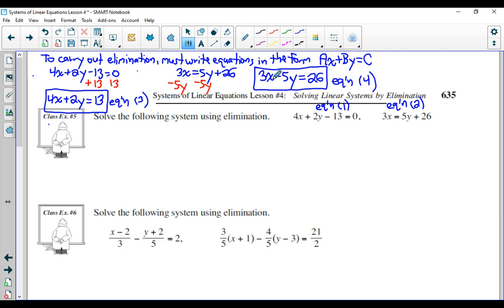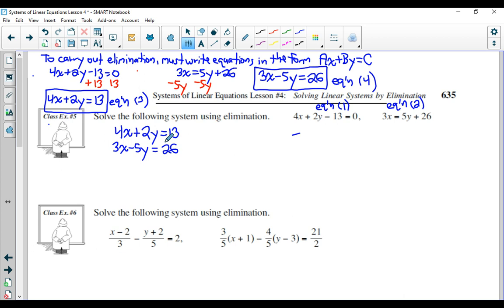Now that I have these two equations written in the correct format, I can stack them correctly to do the elimination. So let's stack the two equations. We have 4x plus 2y is equal to 13, and we have 3x minus 5y is equal to 26. Now, in order to eliminate, I need to have the coefficients with the same numerical values. So none of them do. The x coefficients don't have the same values. The y coefficients don't have the same values.